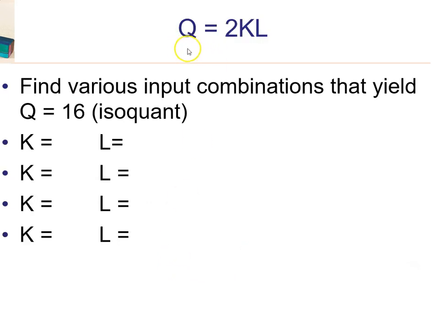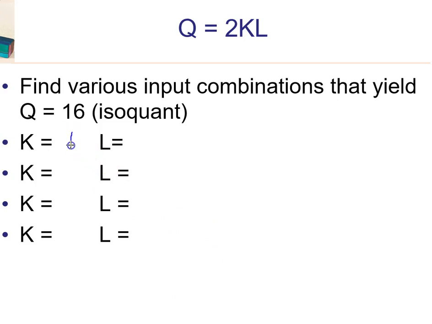For example, this may be a specific functional form: Q is equal to 2 times K times L. And maybe the firm wants to know what are the different input combinations, capital and labor, that they can use to get 16 units of output. So let's think about this. Can you come up with a combination of capital and labor that gets you 16 units of output?